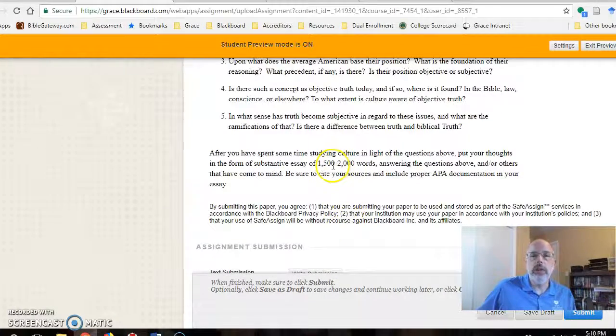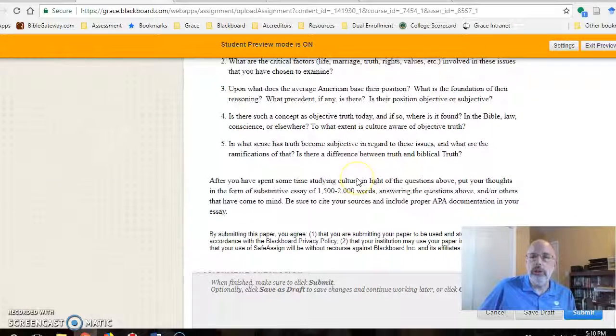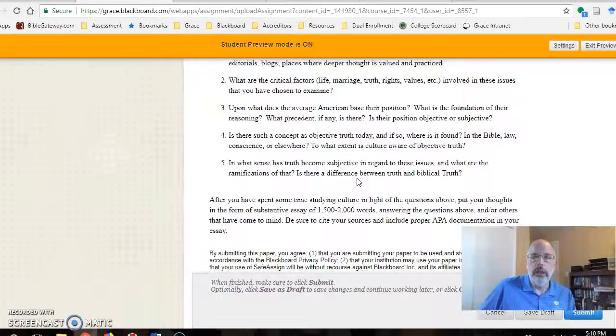After you've spent some time on that, put your thoughts into a 1,500 to 2,000 word essay answering the questions above or others like them, and be sure to use APA format. So what we're saying is, what kinds of critical thinking or what basis for critical thinking are being used out there, and you can respond to that from a Christian worldview and say, how will Christian critical thinking tackle these things?